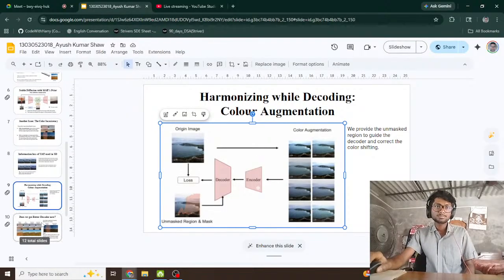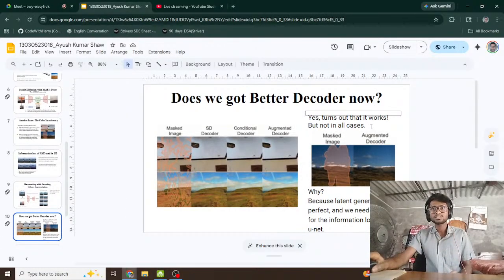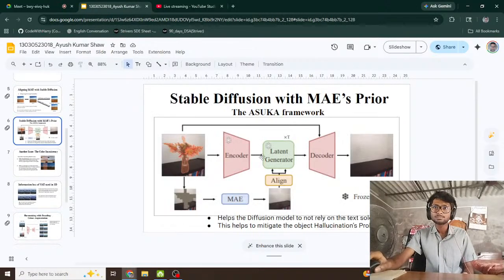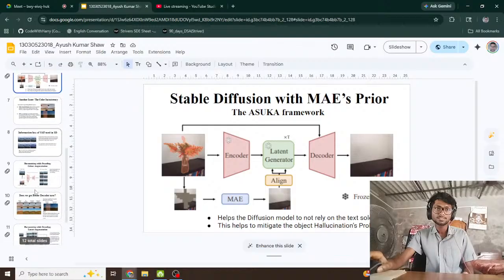This process turns out to work in a good number of cases, but there are still some losses. The problem turns out to be that the latent generation is not perfect, and they need to account for the information loss in the UNet, that is in the Stable Diffusion, in this region.